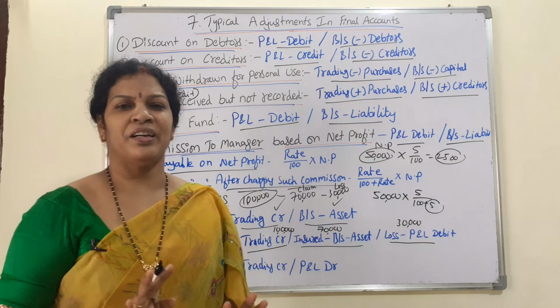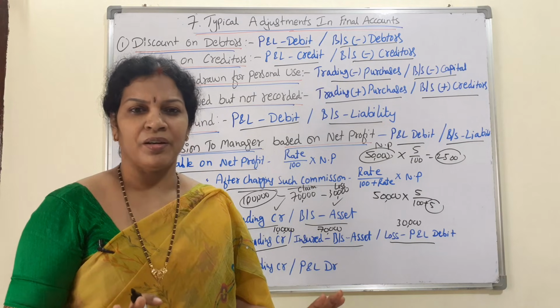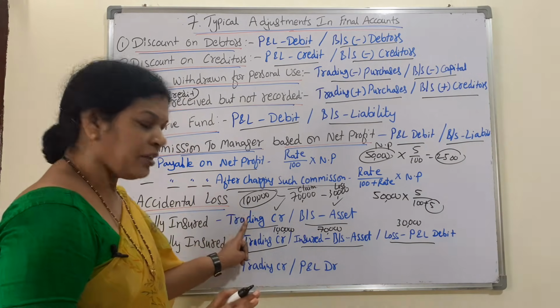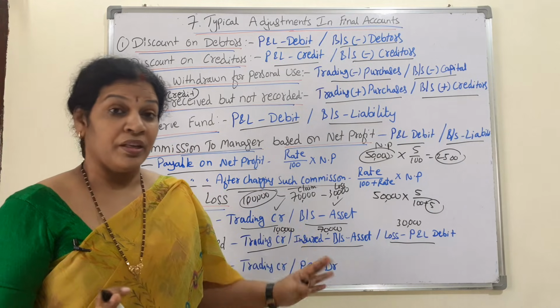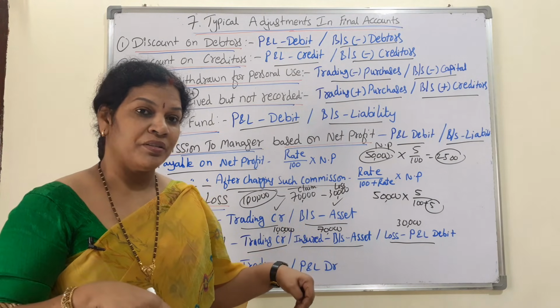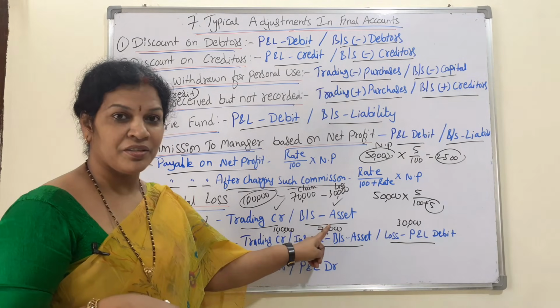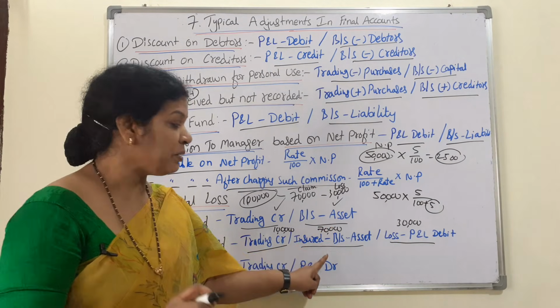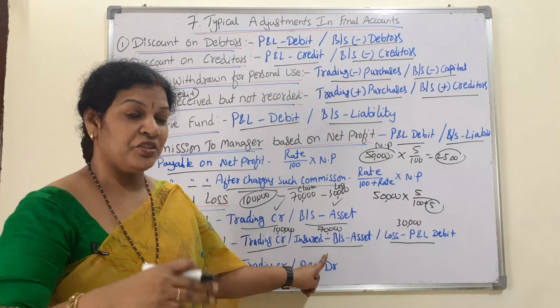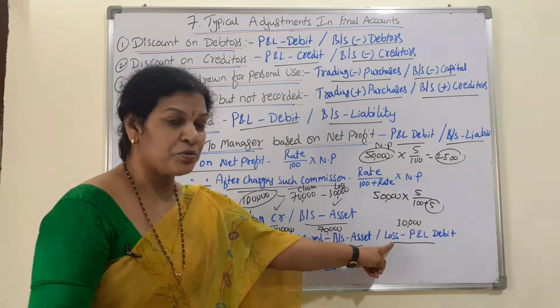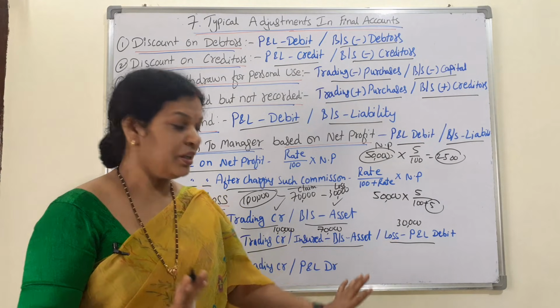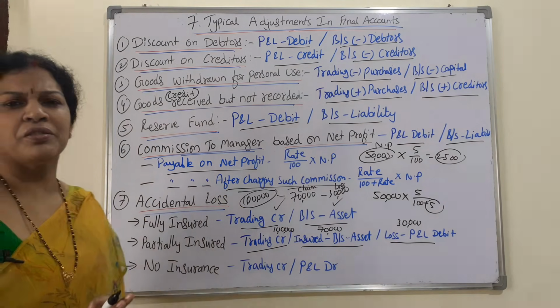You have to understand the logic. Whenever there is any loss, it goes on the trading account credit side. If fully insured, then the balance sheet asset side. The partially insured amount goes on the balance sheet asset side. Whatever is not insured, that loss will be on the P&L account debit side. Simple. Okay.